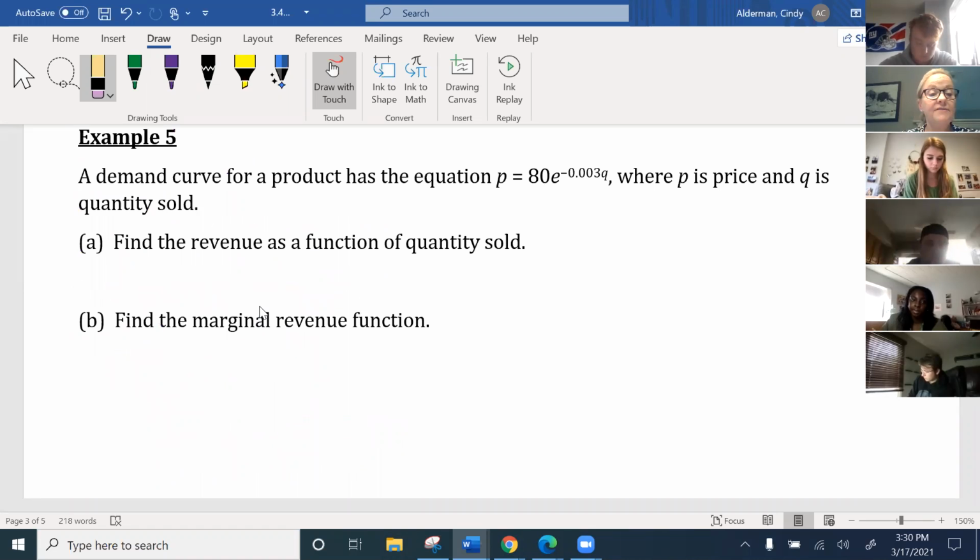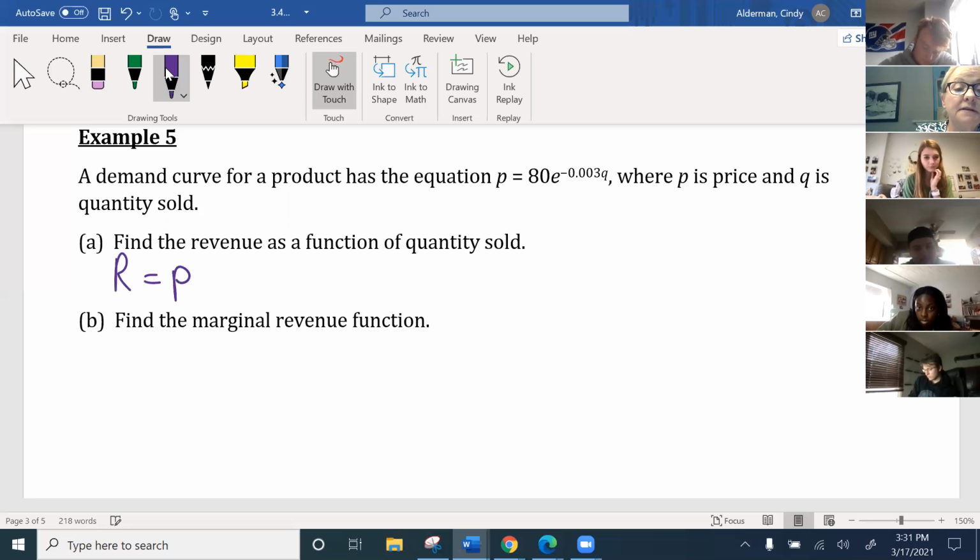Okay, so example 5, demand curve for a product has that equation where P is the price and Q is the quantity sold. Find the revenue as a function of quantity sold. So revenue, if you recall, is going to be the price times the quantity sold, right? So we could say the price, this, times the quantity would be the revenue. So we would have 80 e to the negative 0.003q times q.